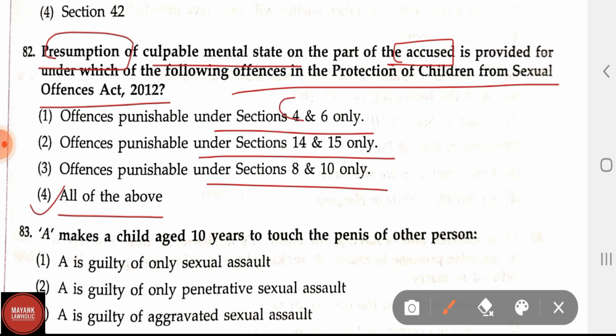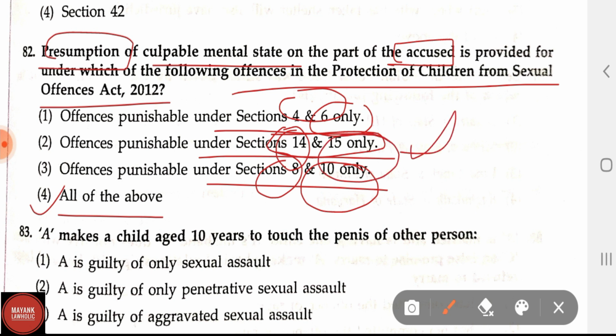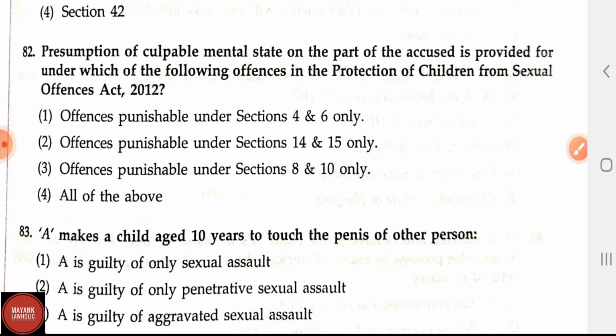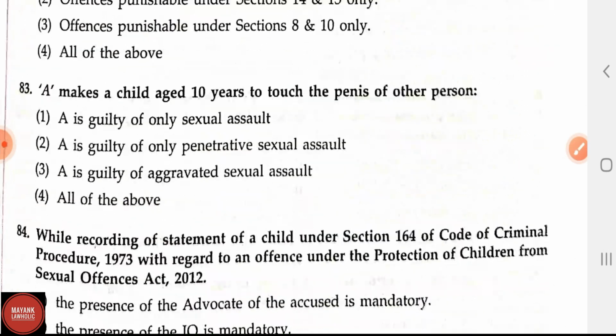Section 4 talks about penetrative sexual assault, and Section 6 talks about the punishment for aggravated penetrative sexual assault, whereas Section 8 talks about the punishment for sexual assault, and Section 10 talks about the punishment for aggravated sexual assault. And similarly Sections 14 and 15. Section 14 talks about punishment for using a child for pornographic purposes, and Section 15 talks about punishment for storage of pornographic material involving a child. Here option 4 is the correct option, all of the above.